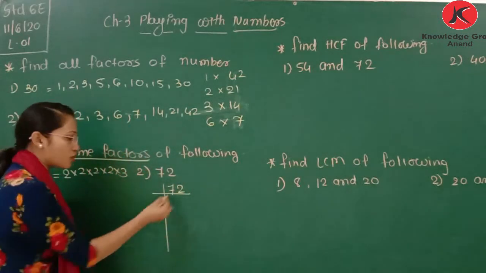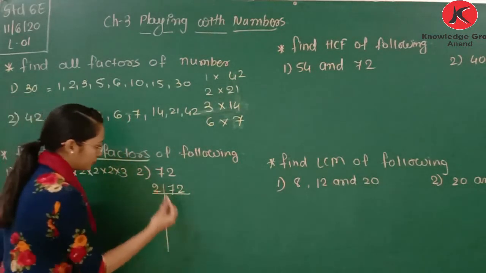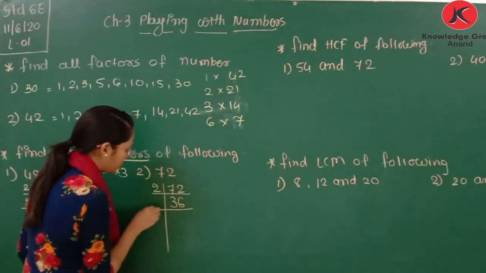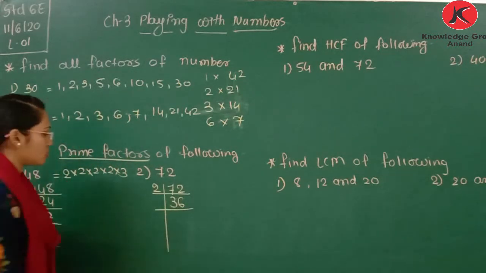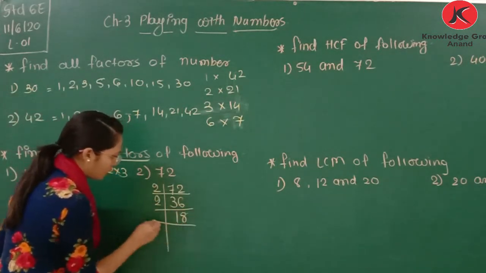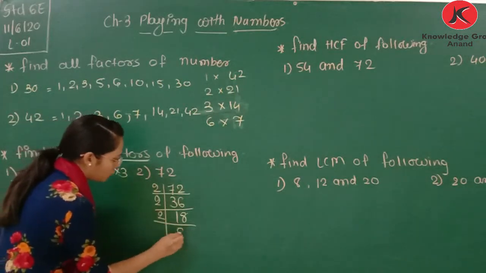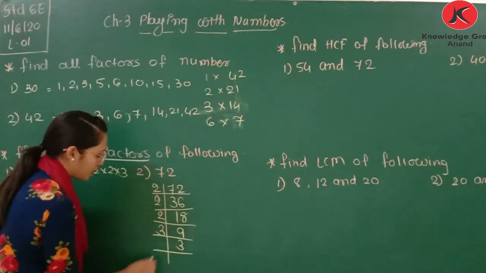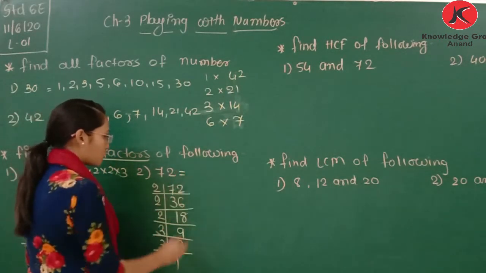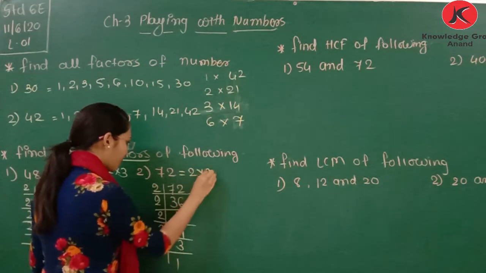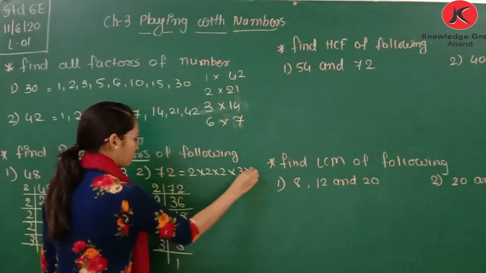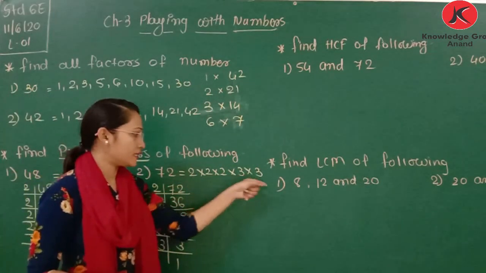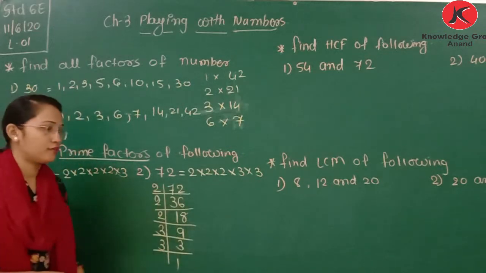Now next number is 72. Start with 2 because it is divisible by 2. 36 2s are 72. Now divide 36 with 2. 18 is also divisible by 2. Now 9 is not divisible by 2, so take next prime number, that is 3. 3 3s are 9 and 3 1s are 3. So prime factors of 72 will be 2 multiply 2 multiply 2 multiply 3 multiply 3. 2 multiply 2 multiply 2, that is 8. 8 9s are 72. So these are the prime factors of 72.